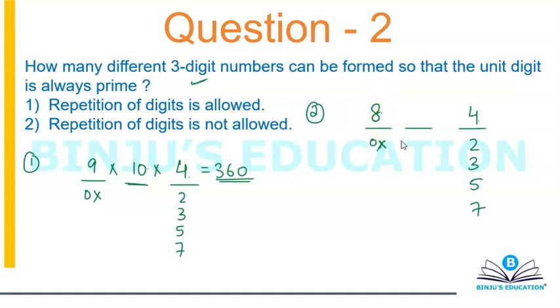Now 2 numbers have been used, one at the last position, one at the first position. That means you have a total of 8 possibilities for the middle position. So that is 8 into 8, 64, into 4, 60 into 4 is 240, and 16, which is 256. So your answer to this question simply becomes 256. That's it.